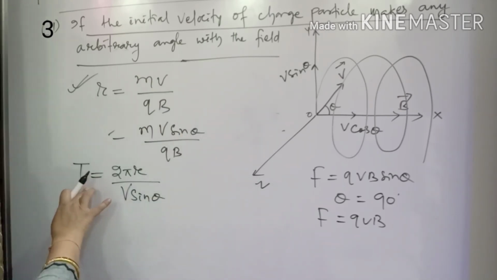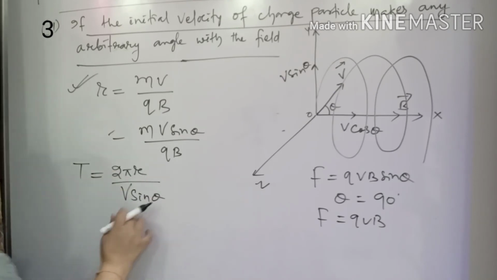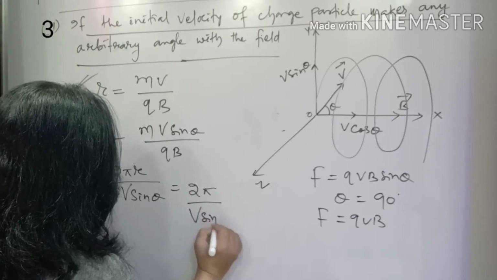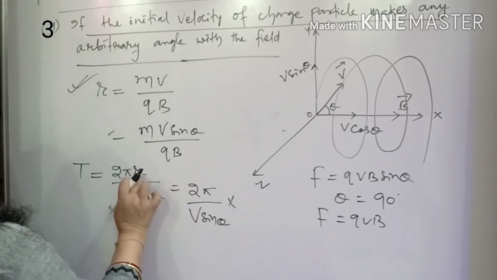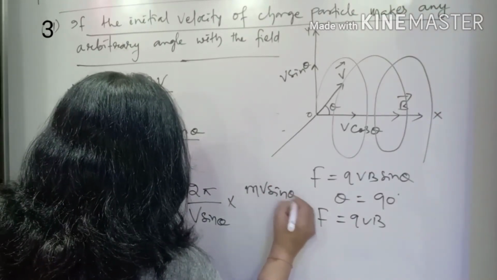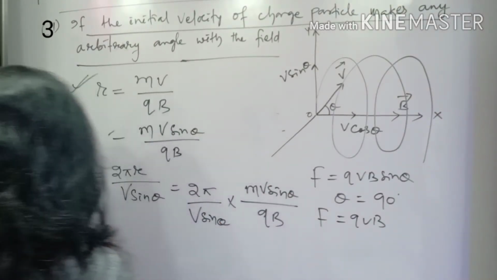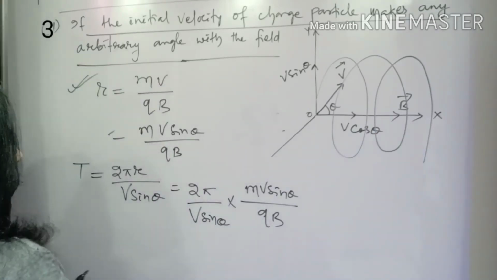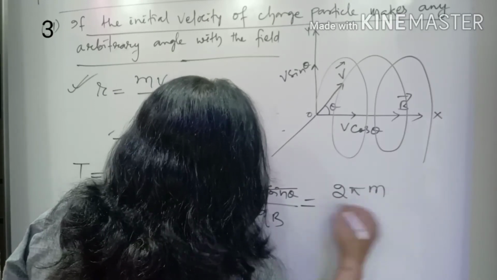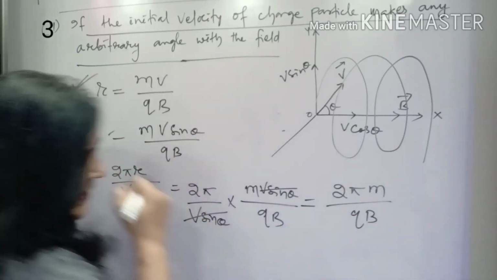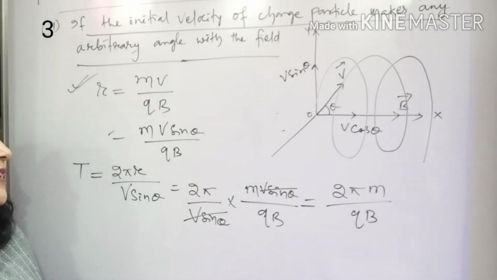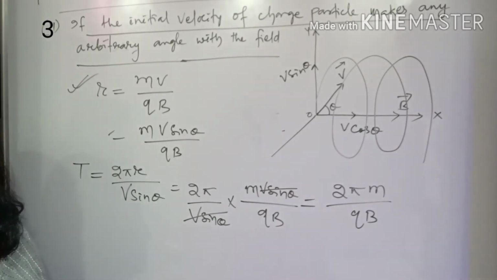Now when finding the period of revolution, that is 2 pi r by V sin theta. This equals 2 pi by V sin theta into r, where r equals m v sin theta by qB. Now V sin theta gets cancelled. So ultimately we get 2 pi m by qB. It is the same as what we saw in the earlier case. So 2 pi m by qB is the time period.